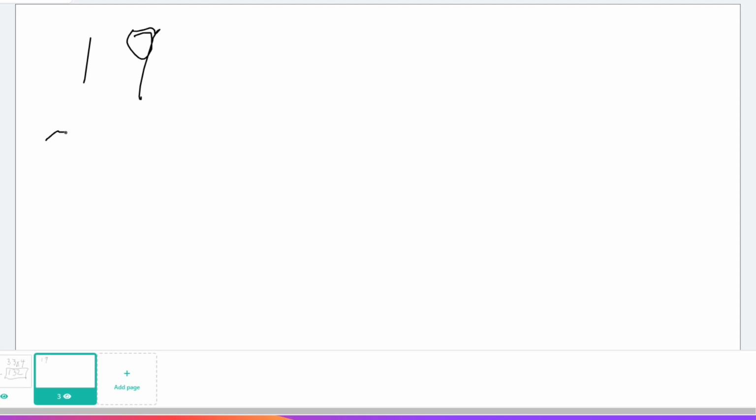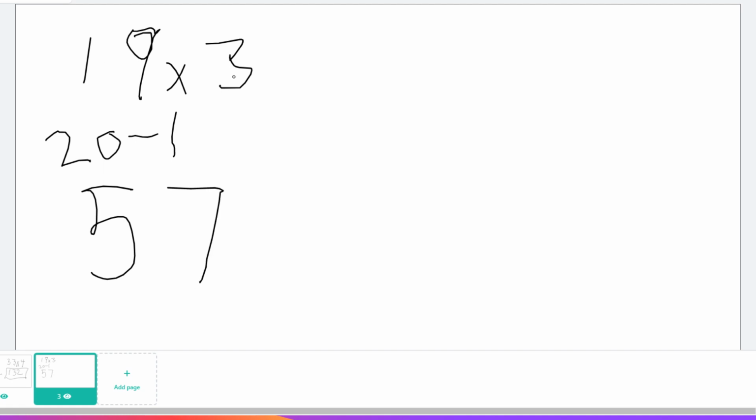You could also think of this as 20 minus 1. Now, the reason why you might do this instead of 10 and 9 is because 20 and 1 is really easy to work with. So if I said 19 times 3, you could think, oh, 20 times 3 is 60. 3 times 1 is 3. 60 minus 3 is 57. So 19 times 3 is also 57. Thinking in tens makes mental math easy.